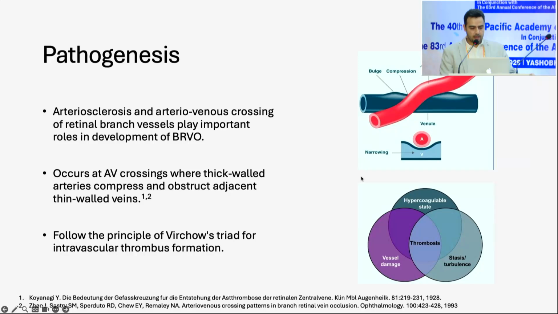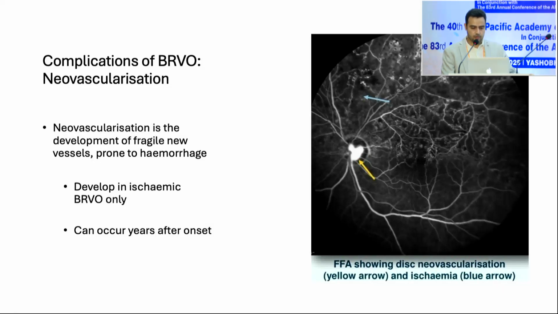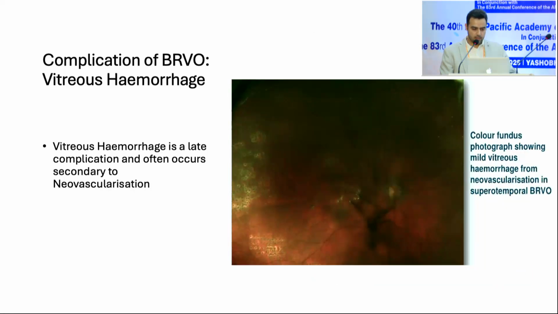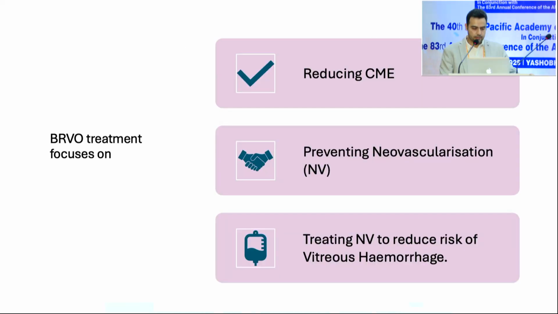So, as we've already talked about, arteriosclerosis and AV crossing of the retinal branch vessels play an important role. At AV crossings, usually the thick-walled arteries compress and obstruct adjacent thin-walled veins. And this follows the Virchow triad: there is a hypercoagulable state, there is stasis, and then thrombosis, which leads to vein occlusion. Neovascularization is the one that we usually have to treat with scatter laser. And in long-standing sequelae, there is a chance of development of vitreous hemorrhage.